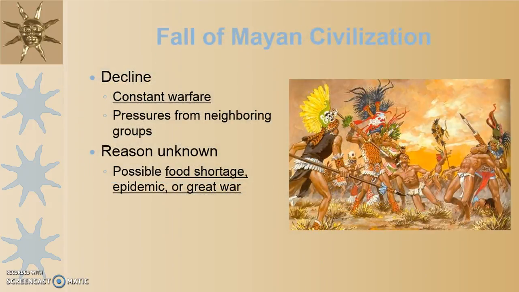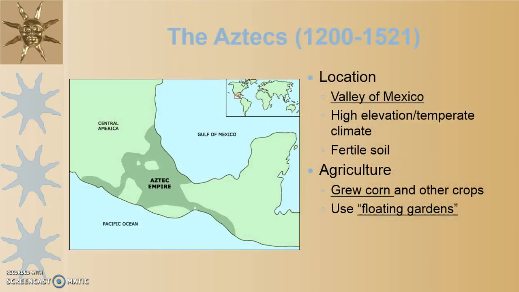The Mayan civilization began to decline due to constant warfare. There were a lot of neighboring groups pushing into their territory, and so their power began to diminish. The reason why the Mayan civilization disappeared is unknown. Possible reasons include a food shortage or maybe a disease epidemic or some sort of great war. But for some reason, the Mayan civilization did disappear, and it could have also gotten blended into other neighboring groups. And that brings us to the Aztecs.